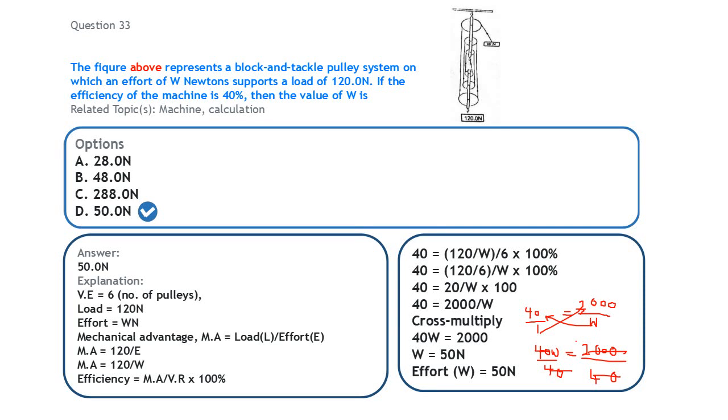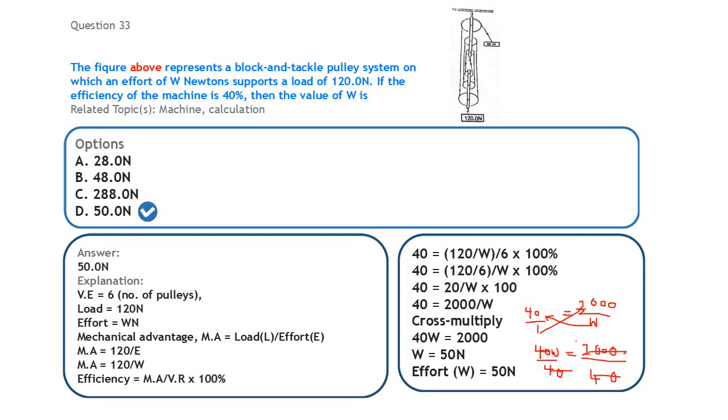So what I'm saying is that here we have 40 over 1 is equal to 2000 over W. Apologize for the ink. Now you are cross multiplying, meaning this will multiply this here, and this one here is going to multiply this one here. So you are going to have 40 times W, which is 40W, and 1 times 2000, which will be 2000. Now to get the value of W, we are going to divide both sides by 40.